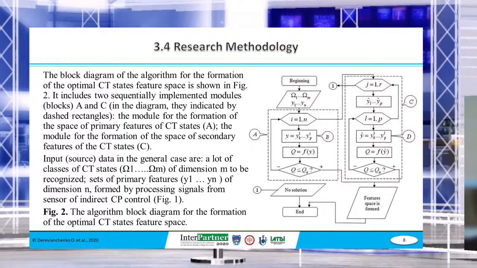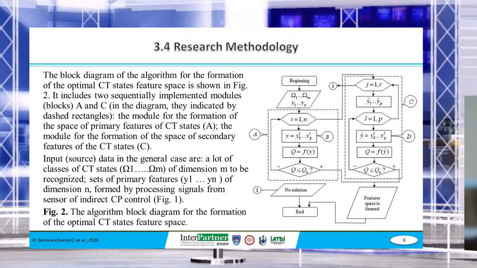The input source data, in the general case, are allotted classes of cutting tool states, omega 1 to omega n, of dimension m, to be recognized. Sets of primary features, Y1 to YF, of dimension n, are formed by processing signals from sensors of indirect cutting process control. That was presented in figure 1.